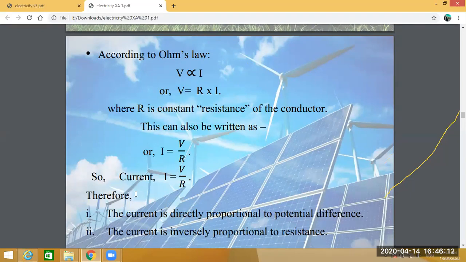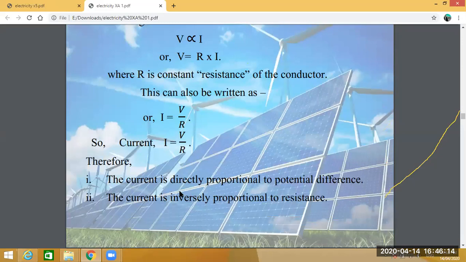Therefore, the current is directly proportional to the potential difference provided the resistance of the conductor is kept constant. And the resistance of a conductor can be kept constant by keeping the temperature constant. If the length and area of cross section of the conductor are already constant, then by keeping temperature constant, resistance remains constant. Therefore, at constant resistance, current is directly proportional to the potential difference across the conductor. That is, I proportional to V.